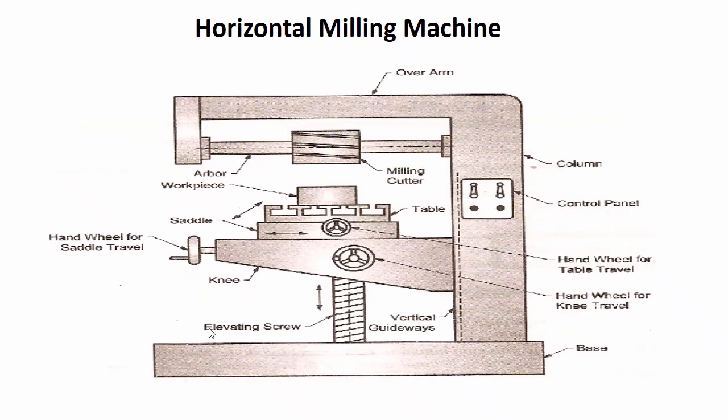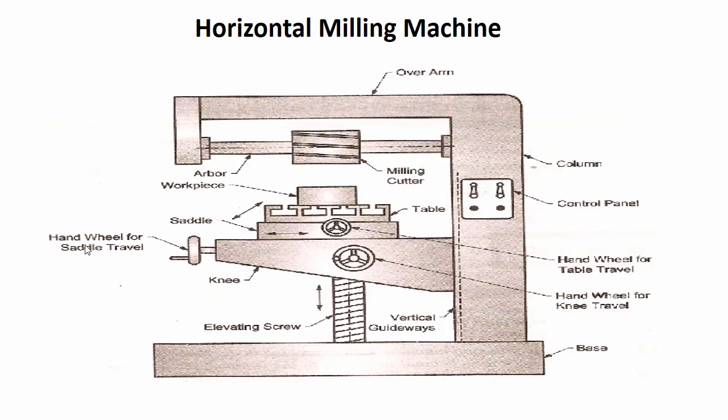If you want to move this table up, you make use of the elevating screw. You move the table by rotating this wheel. If you rotate this wheel, the knee starts moving up. That is why I have given these directions. Here if you rotate this wheel, the knee starts moving up.